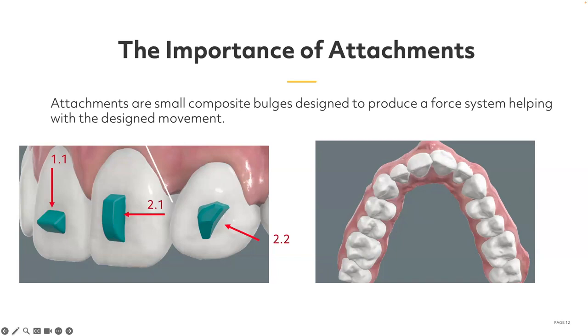So if I place an attachment like this, and I place it in that position, I will probably need rotation or a little bit of intrusion. You can see where the force is going to pass through. And the active surface needs to be long enough to receive all that force. The longer the active surface is, the more stability you have in the process, because you have more place to pass the force through.